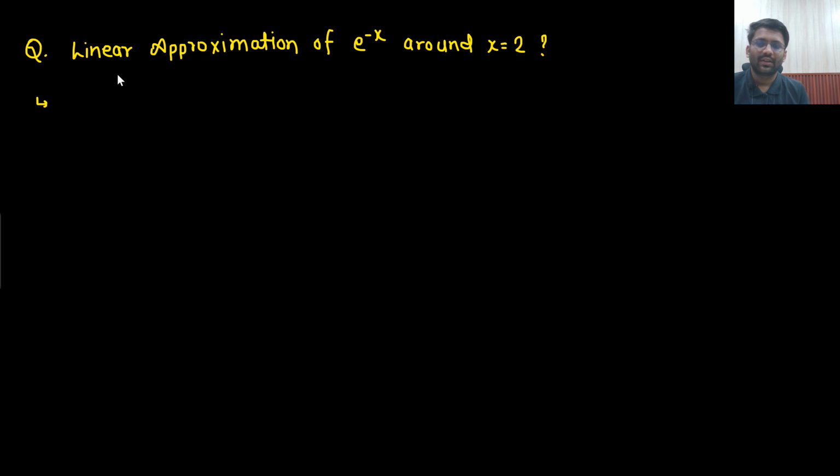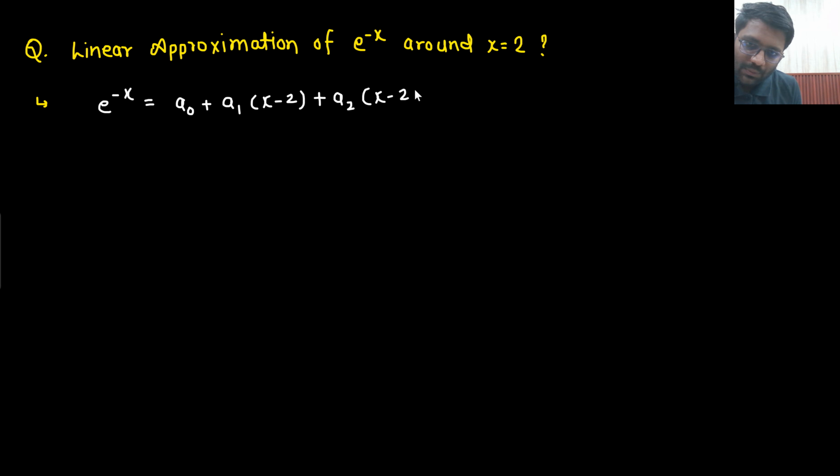Okay. Next question, linear approximation. What is the meaning of linear approximation? You need to approximate e to the power minus x around x equals 2 linearly. That means e to the power minus x could be written as a0 plus a1 (x minus 2) plus a2 (x minus 2) whole square plus a3 (x minus 2) whole cube, and so on.